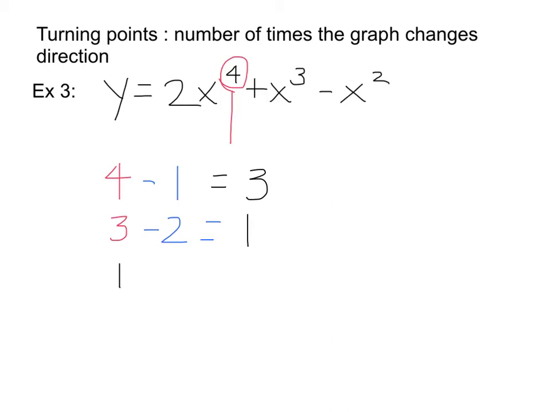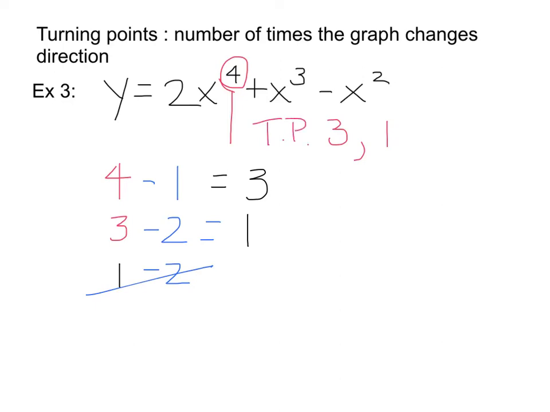And then I would try to subtract 2 one more time, and that's going to give me a negative number, so I'm going to stop. So the number of turning points this graph is going to have is either 3 turning points or 1 turning point.